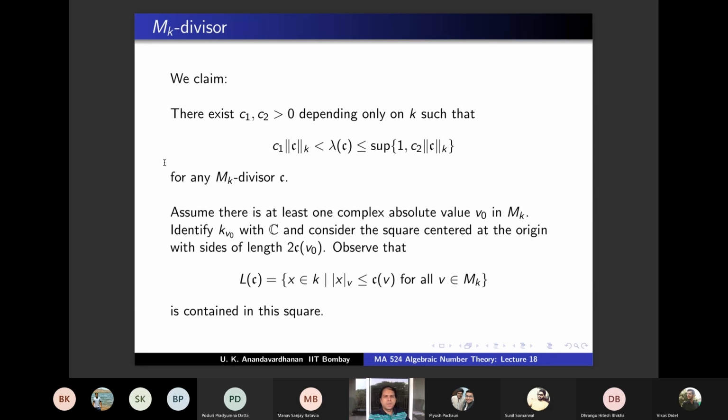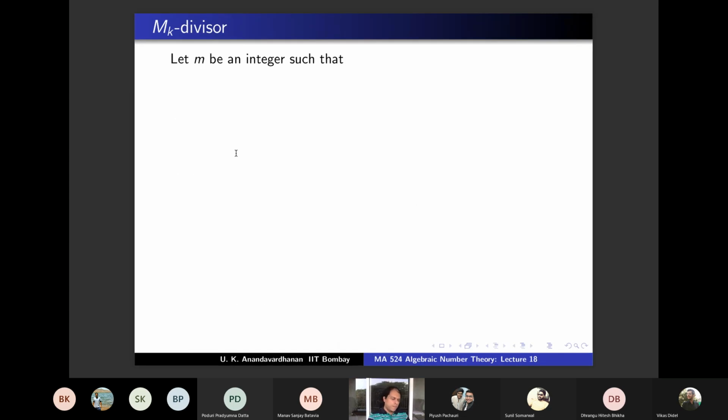We are interested in proving this inequality. The number of points inside that, the cardinality of L_c, is bounded by the supremum of 1 comma C2 norm c_K. We want to prove it's bounded by C2 norm c_K. You will see why supremum 1 has come in. Now let m be an integer such that, whatever lambda c is, you take its square root, and that square root lies between m and m plus 1. m is strictly less than square root of lambda c, which is less than or equal to m plus 1. Choose such an m.